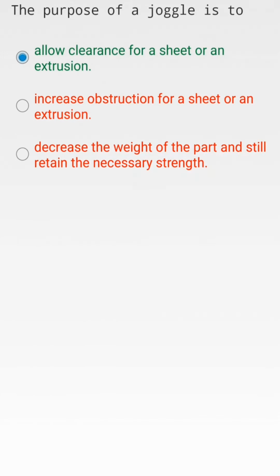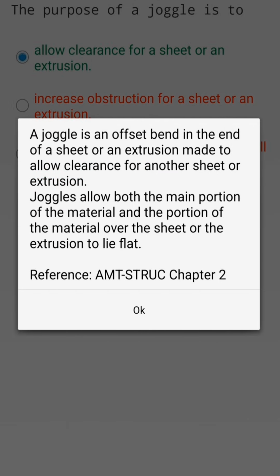The purpose of a joggle is to allow clearance for a sheet or an extrusion. A joggle is an offset bend in the end of a sheet or an extrusion made to allow clearance for another sheet or extrusion. Joggles allow both the main portion of the material and the portion of the material over the sheet or the extrusion to lie flat.